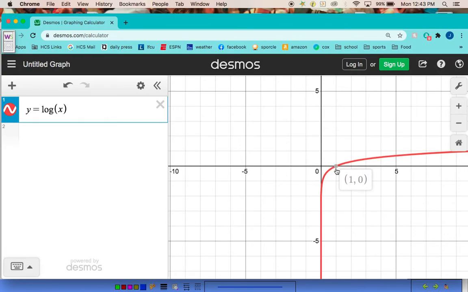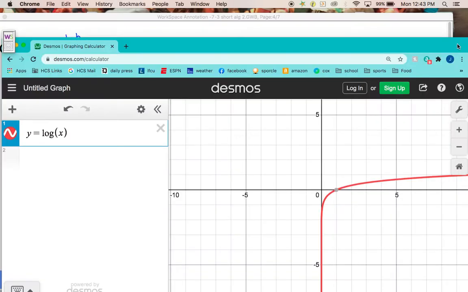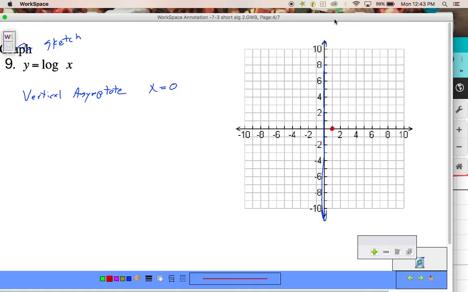The next thing I'm going to look for is that intercept. This one has an x-intercept at the point 1, 0. So I'm going to go back to my graph. I'm going to put a point at 1, 0. All right, looking okay. Now, looking at the shape, all I want you to do is draw this graph and make it look something like this. And this, for now, is y equals the log of x. It has an x-intercept at the point 1, 0.